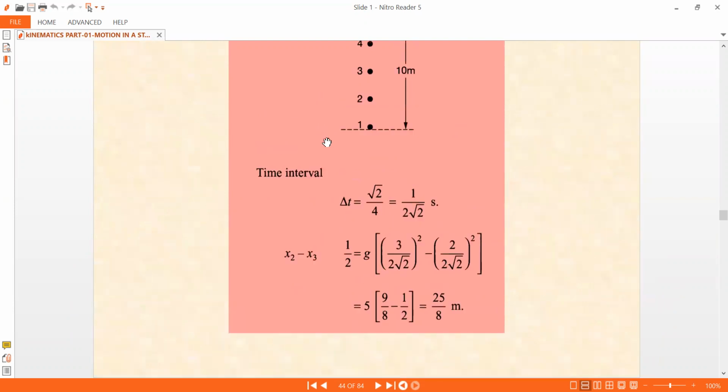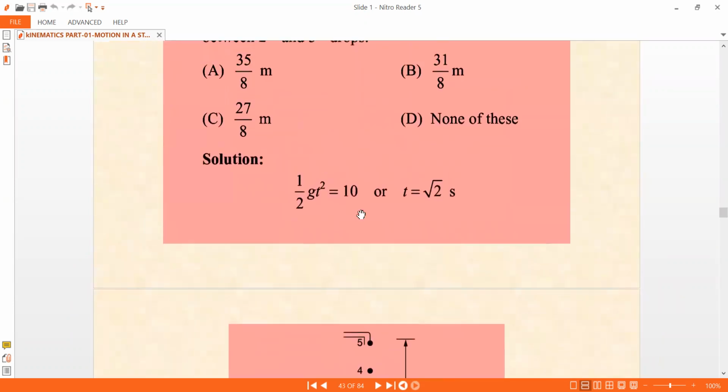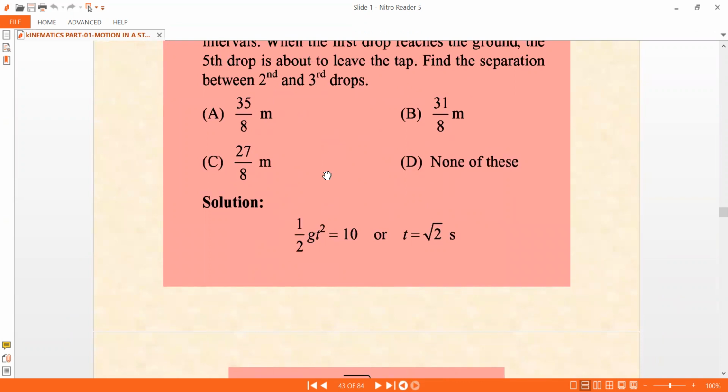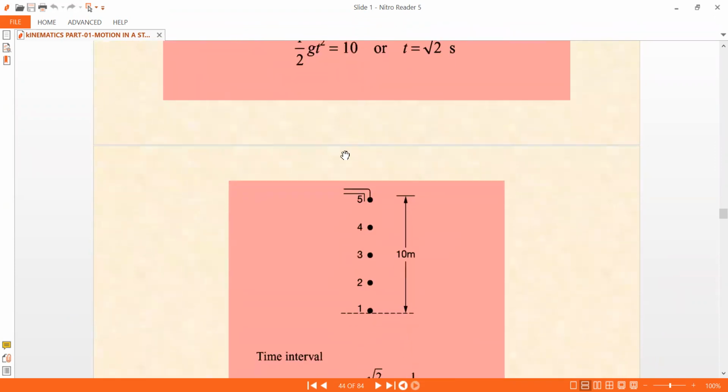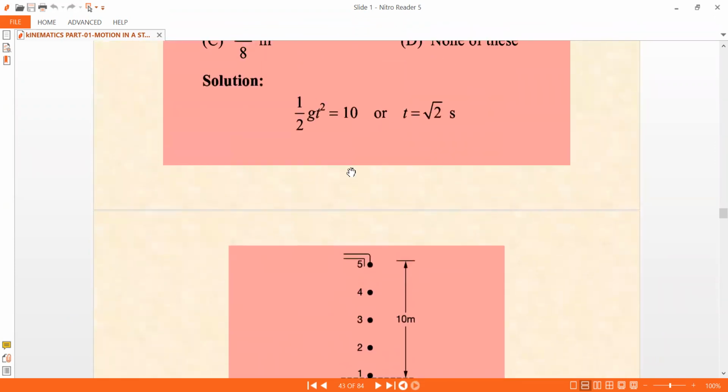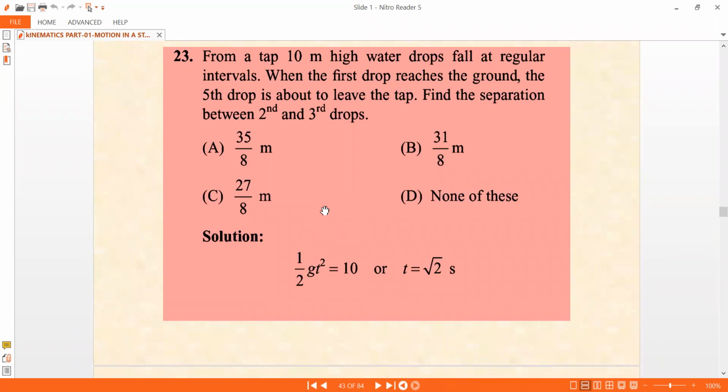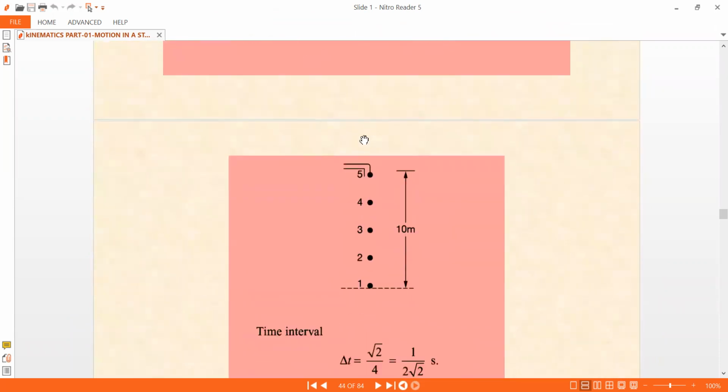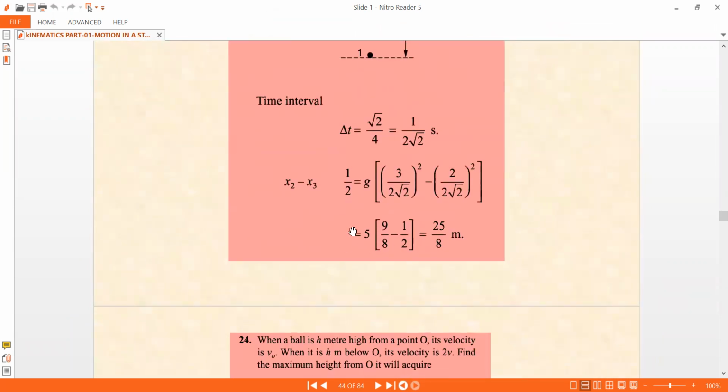I hope you understood the problem and how to solve it. 25 by 8 is the answer. 25 by 8 is not there in the options, so option D is the right answer, which is none of these. So 25 by 8 is the required answer.